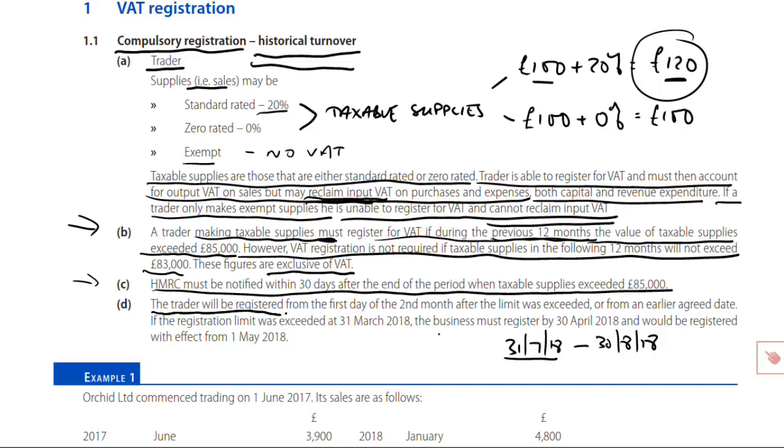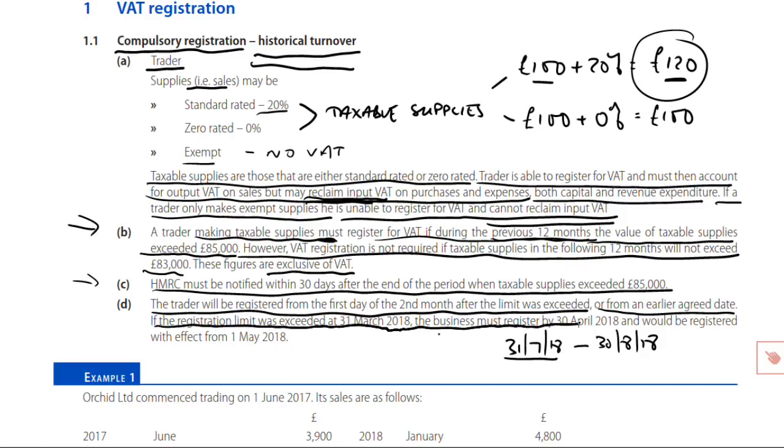The trader here will be registered from the first day of the second month after the limit was exceeded, or, if you prefer, from an earlier agreed date with HMRC. If the registration limit was exceeded by the 31st of March 18, the business must register by the 30th of April 18, within 30 days, and would be registered with effect from the 1st of May.